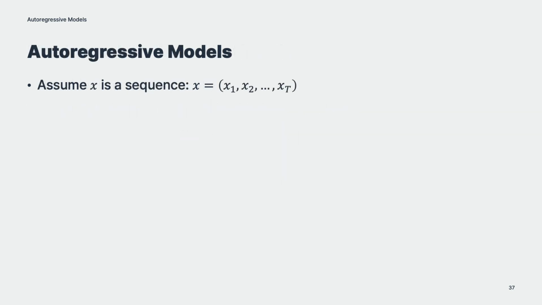Autoregressive models are especially useful when we treat input data x as a sequence. So let's consider x equal to x1 to xt as a sequence.